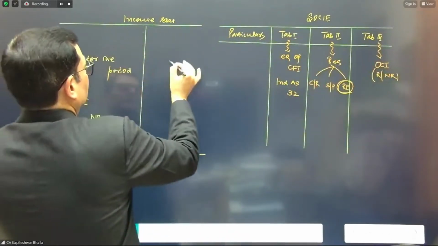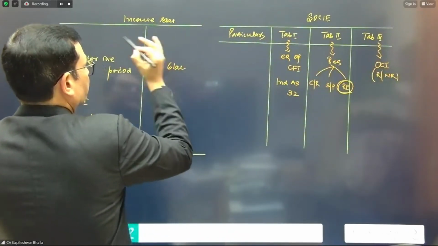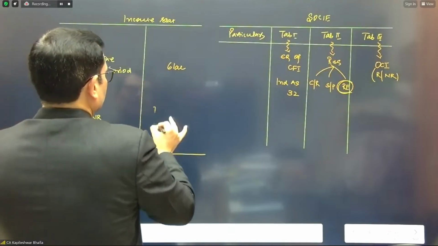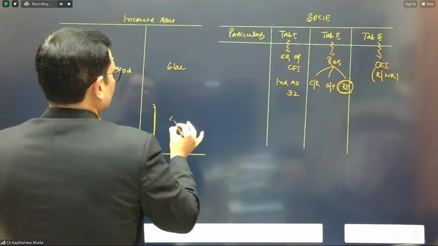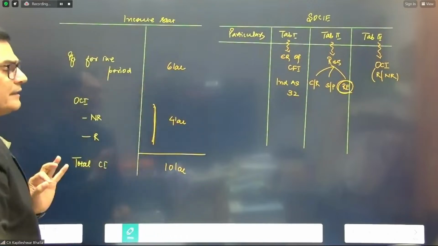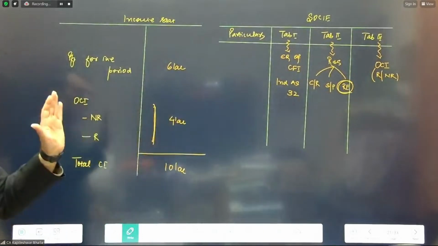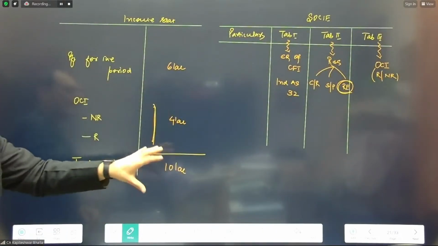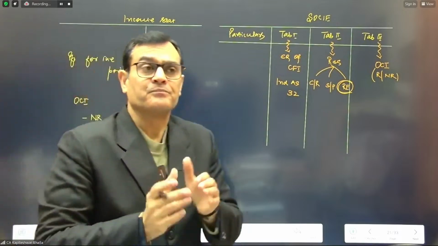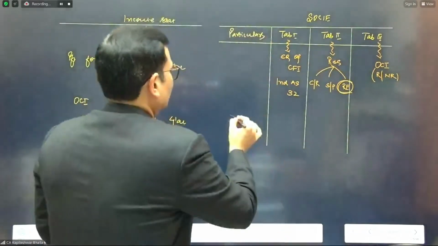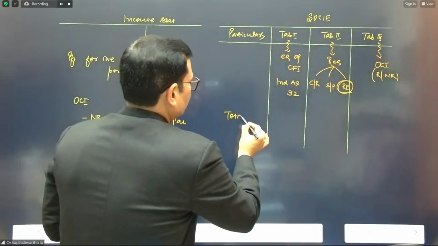Let's say the profit for the period is 6 lakh. Let's say the OCI, which is NR and R, let's take it combined, is to the extent of 4 lakh. So we get a total comprehensive income that is 10. Just taken some arbitrary figure. So let's say this is the profit for the period, and this is the OCI, and this is the total comprehensive income. Now, when you post this in terms of SOKI, you're going to write it like this: total comprehensive income.